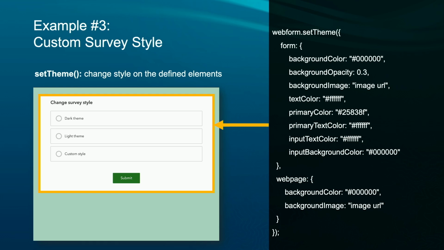For example, the button color, or when users select each choice, the highlight and mark color, we call the primary color. You can also choose the input text color and input background color in the form area. But if you want to change the background of the web page, the area outside of the form body, you can change that too, like the demo I just showed. I changed the web page background image to the Dev Summit image.